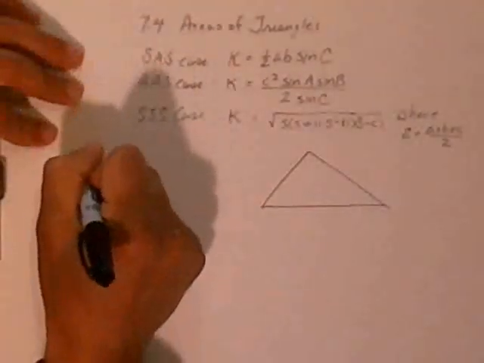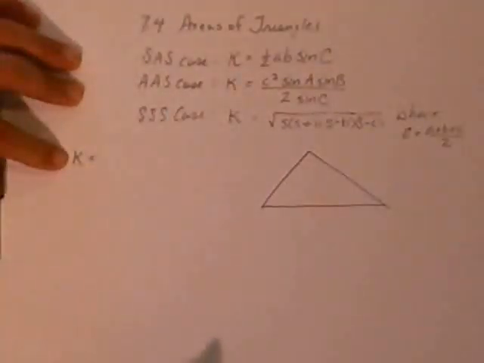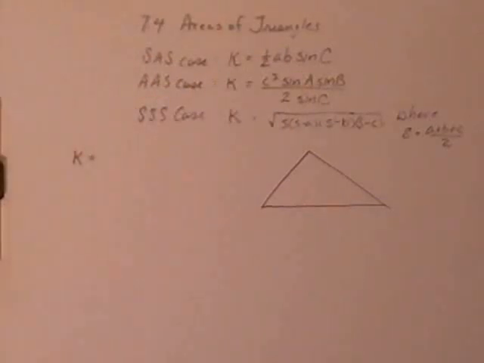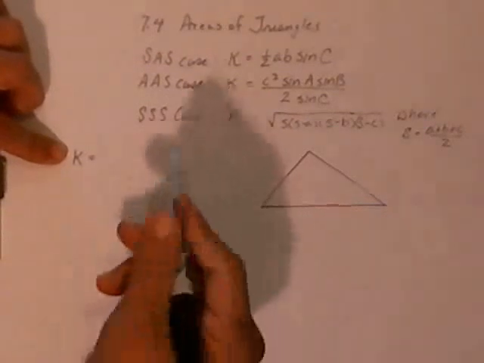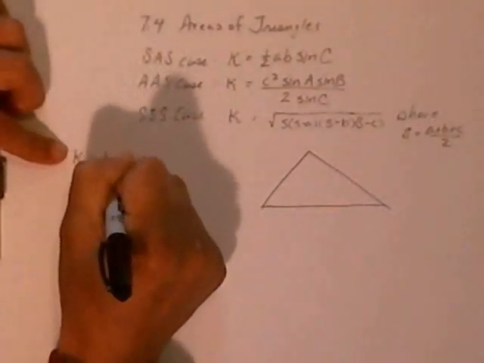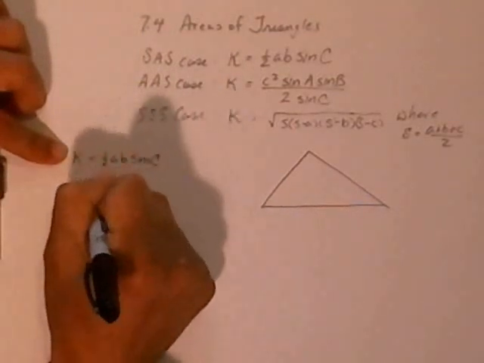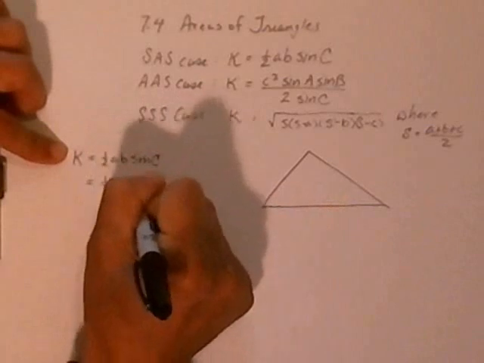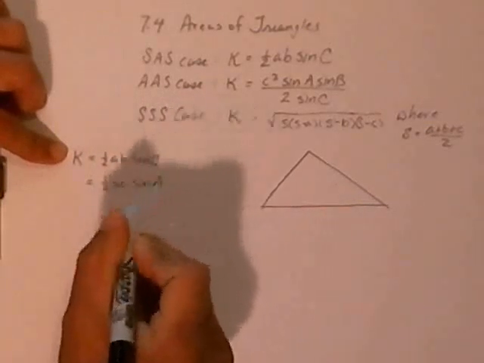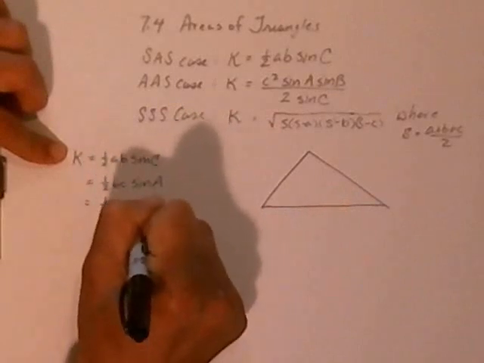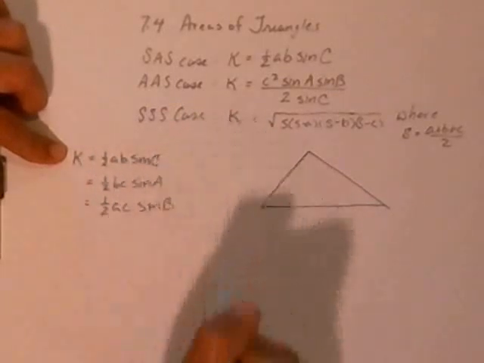Notice that we used the letter K, big K, instead of A for area, because we have angles A, B, and C. Some books call it S, some books call it K. I'm going to call it K. K can equal 1/2 AB times the sine of C. It can also equal 1/2 BC times the sine of the angle included, which is A. It can also equal 1/2 AC times the sine of the angle in between, which is B.